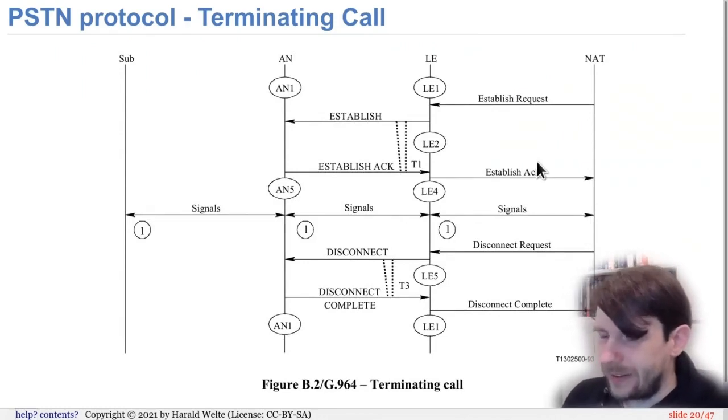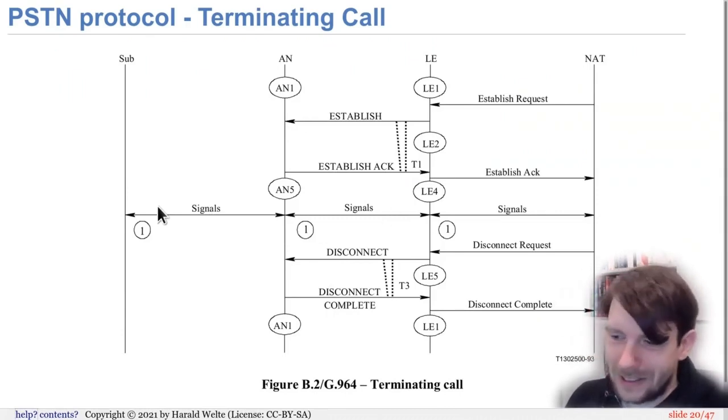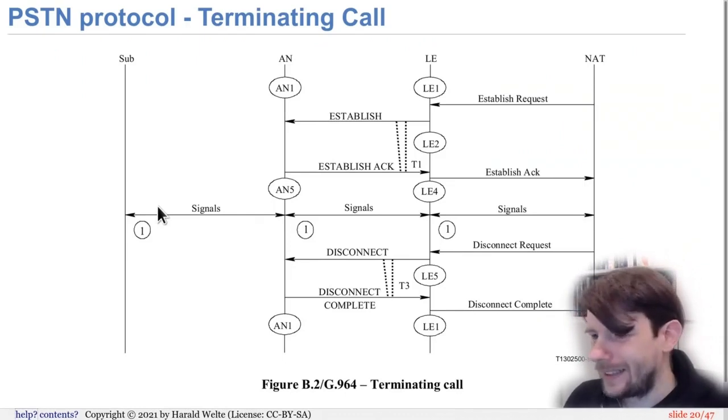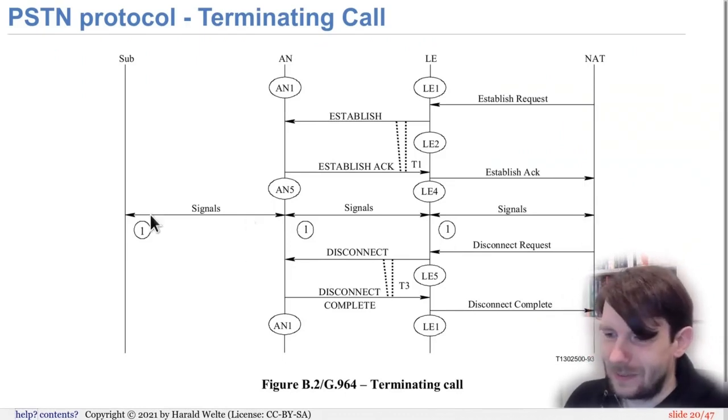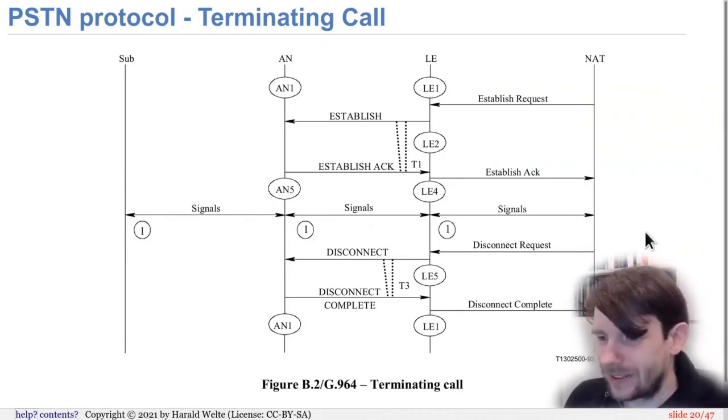So we first have an establish request from the higher layers to the local exchange. The local exchange then sends an establish message to the access network. The access network acknowledges that. That gets acknowledged to the higher layers. Then we have signals. In this case, of course, it's not digits that are being dialed, but ringing signals. And at some point, well, of course, the voice call, if the call is established, and then at some point it's disconnected again, and we go back to the initial state AN1 and LE1 in both finite state machines.